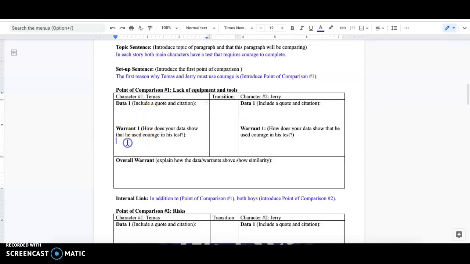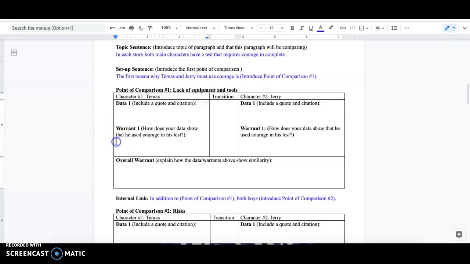Then your warrant, you just need to answer the question that's typed here. How does your data show that he used courage in his test? So based on what you put here, based on the tools you mention, how does that prove he had to use courage? So if you talk about the spear and the shield, how does him using those things show that his test required courage?